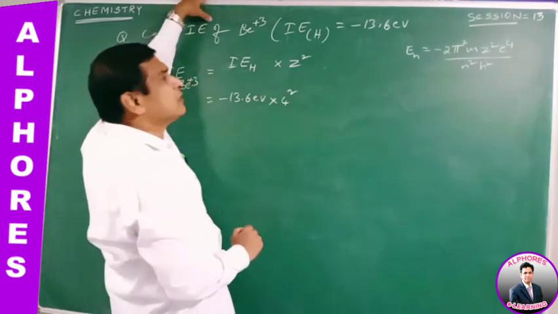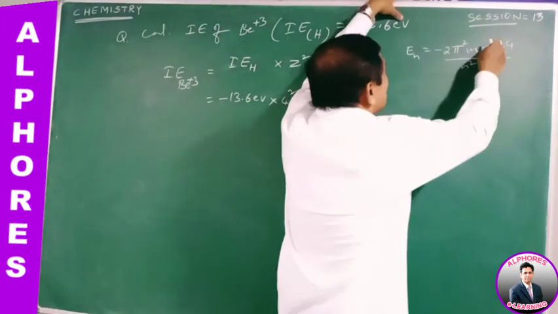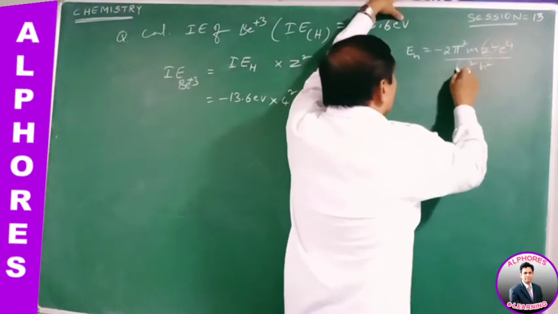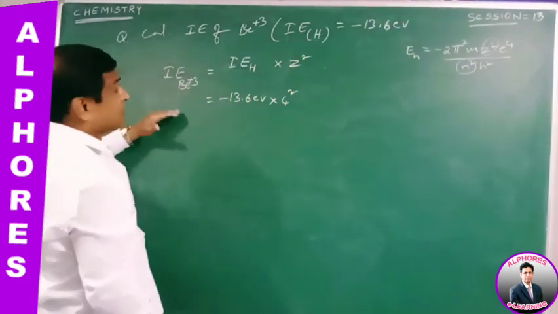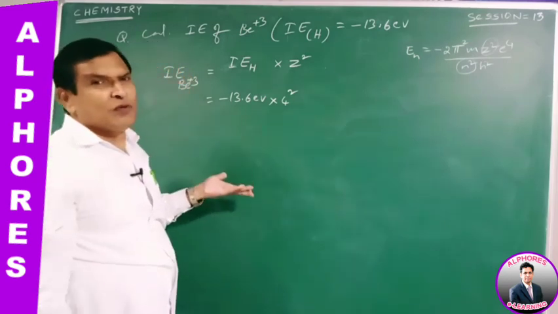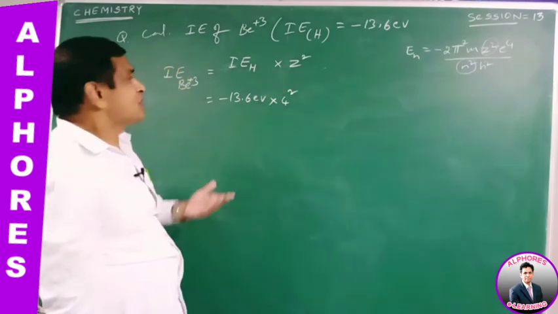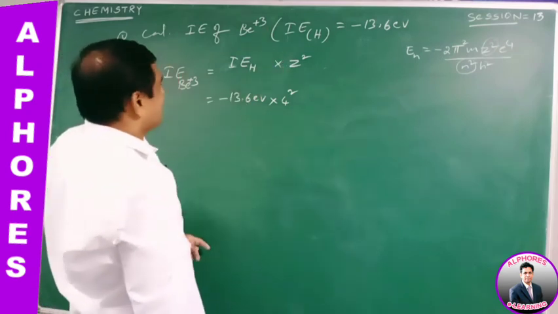You got my point? Energy and orbit number are inversely proportional. So it is the amount of energy required to remove the electron, because that electron is present in the first orbit only. It's not somewhere else. It's present in the first orbit. So into Z square. Is it clear?